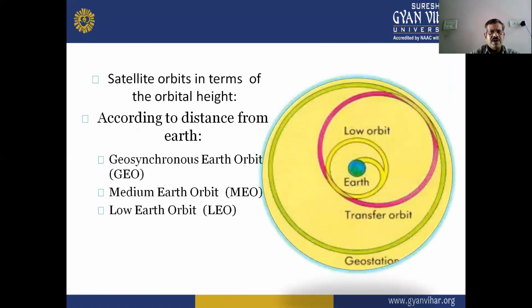So, satellite orbit in terms of the orbital height, according to distance from Earth: first, geosynchronous Earth orbit, GEO; second, medium Earth orbit, MEO; and third one is low Earth orbit, LEO. In this diagram, there is a low orbit, transfer orbit, and geostationary orbit, as shown in this diagram.